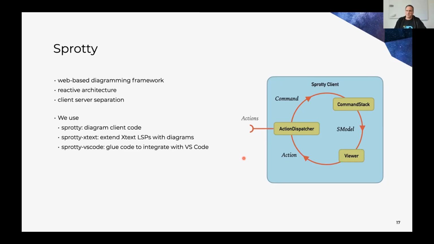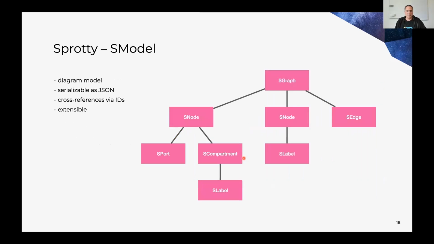Sprotty comes with various adapters. First of all, we're going to use Sprotty itself for the diagram client to render and for the GUI. Then we need sprotty-xtext to connect the whole thing to Xtext. And finally, we need Sprotty VS Code in order to glue the entire thing up in VS Code. So 3 parts of Sprotty that I used. If you want to understand how Sprotty works, this is a very, very short intro on that.